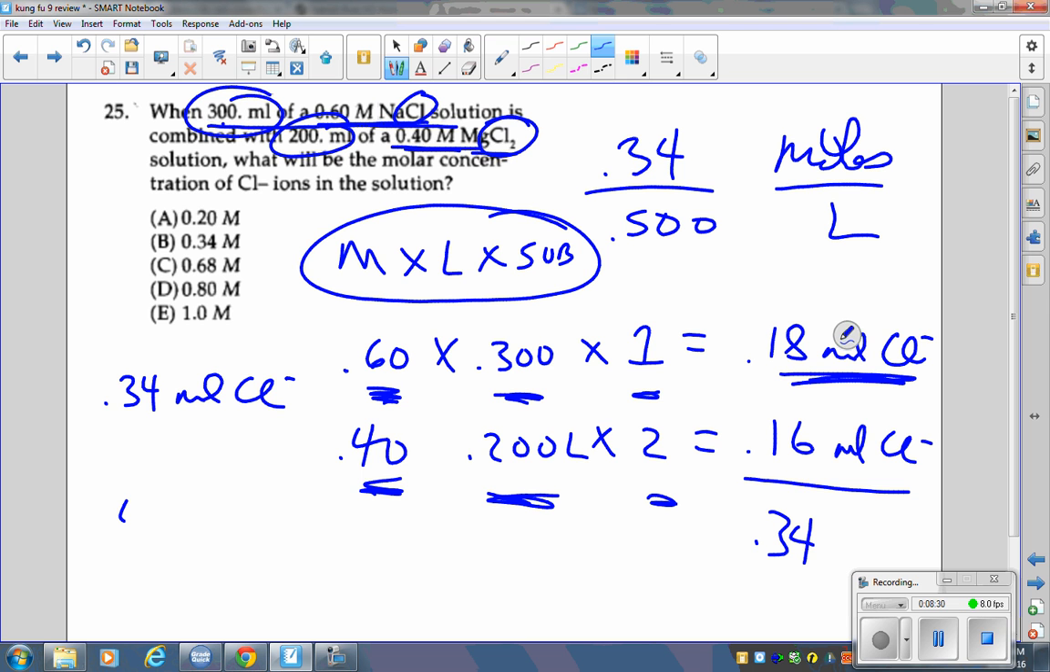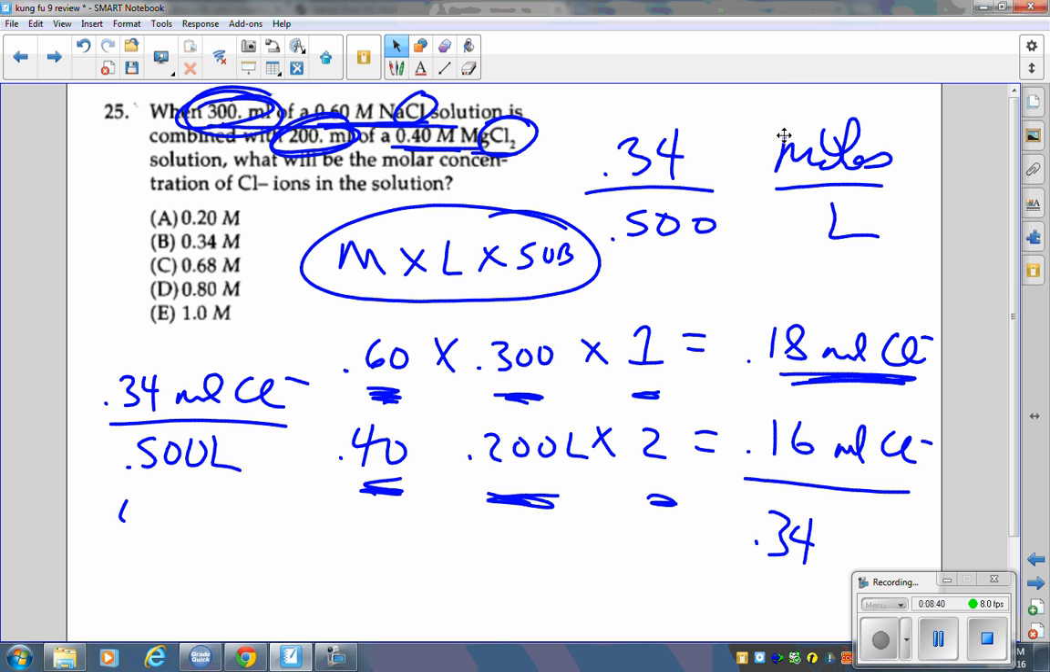Now, my new volume. I'm adding 200 and 300, so I divide by 0.500 liters. Anytime you divide by 0.5, it's the same thing as multiplying the top by 2. Remember this on the AP exam: anytime you divide by 0.1, you just move the decimal one to the right. Anytime you divide by 0.5, just take the top number and double it. That's all you're doing. It's quick solving. So in this case, I'm dividing by 0.5, so whatever's on the top, I just double it. What's 0.34 plus 0.34?